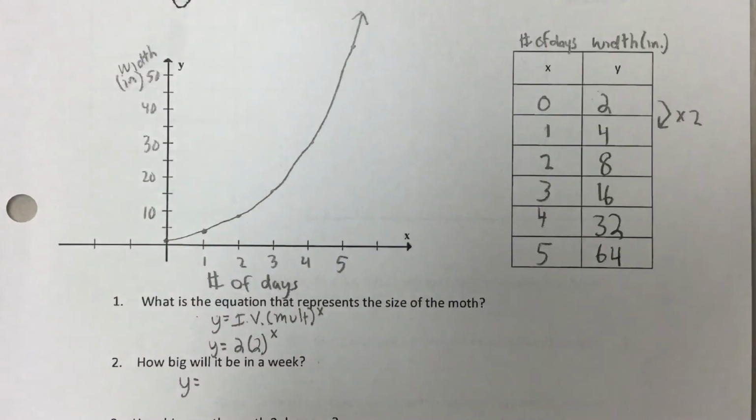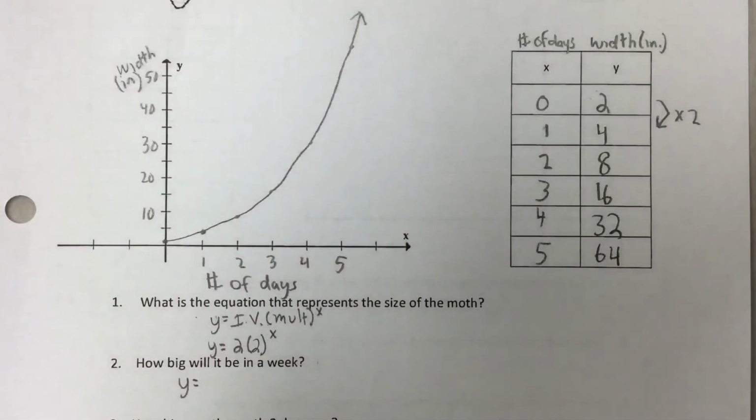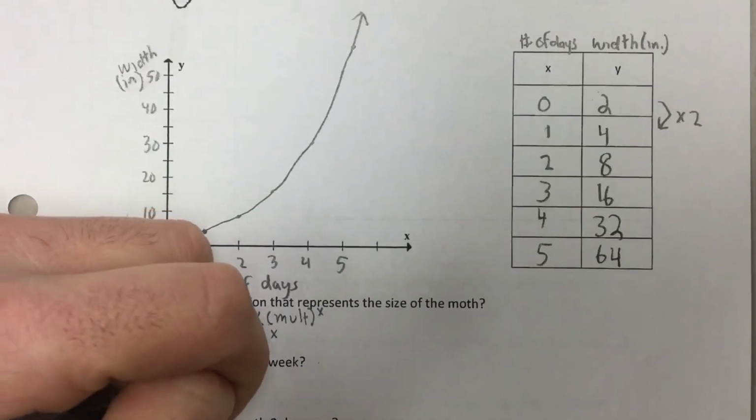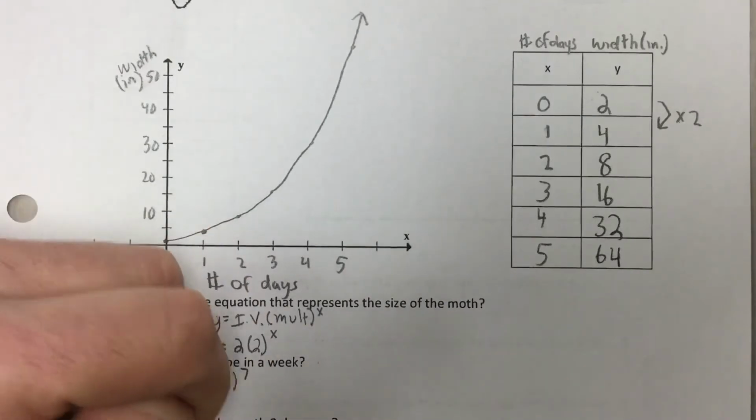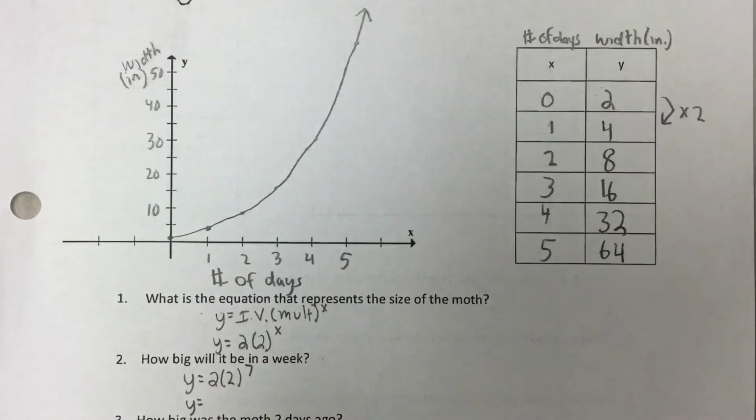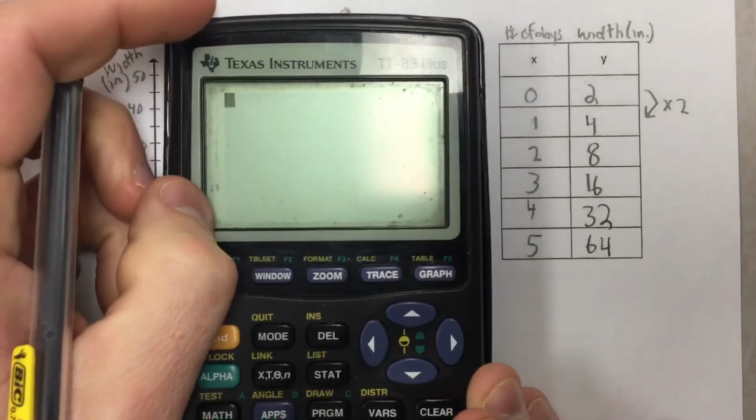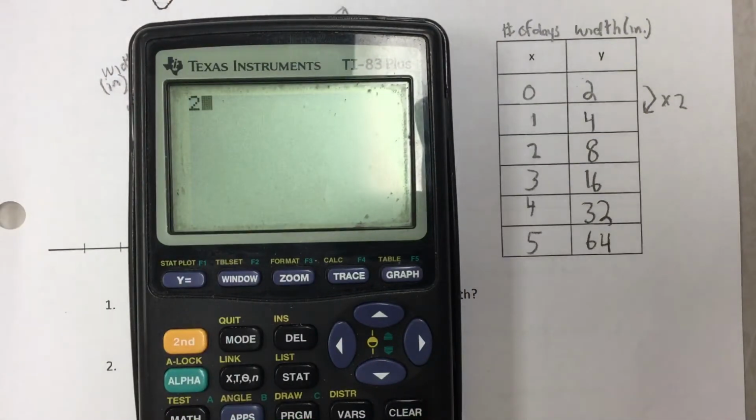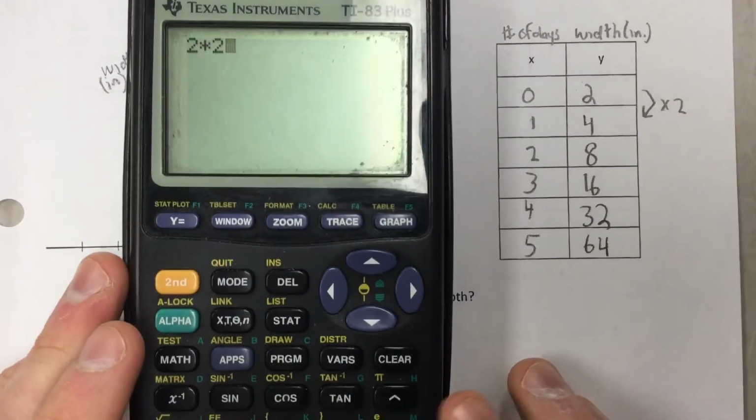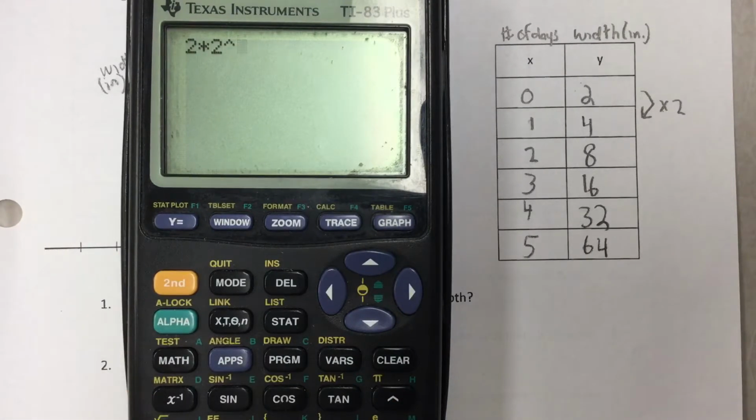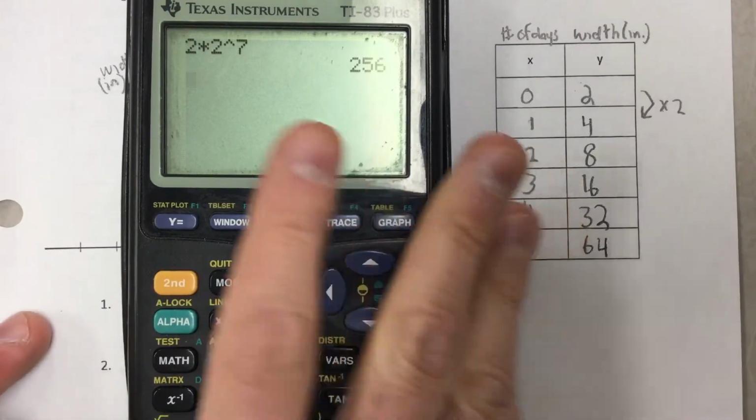How big will it be in a week? Well, remember, x is number of days, so we have to figure out how many days there are in a week, which is 7. So we will be doing 2 times 2 to the 7th power. Just remember, you do need to know how to type those into your calculator. So you should have that caret button. We look at this here. 2 times 2, and then remember that little button right there is what we're talking about, to the 7th. So 256.